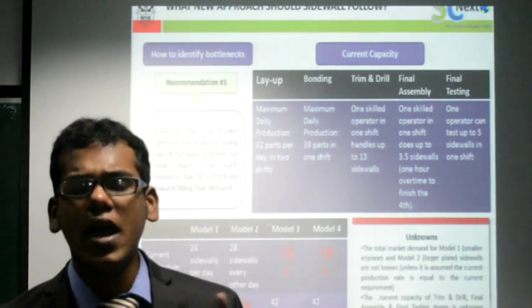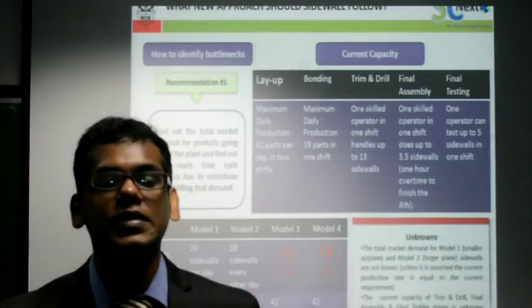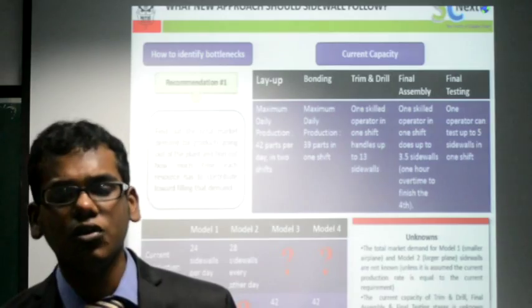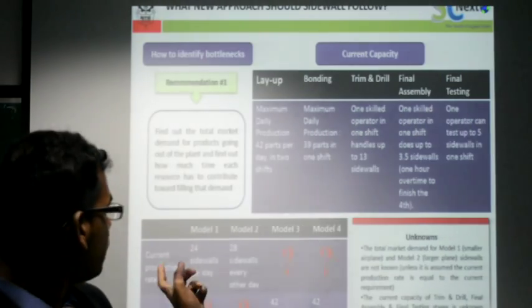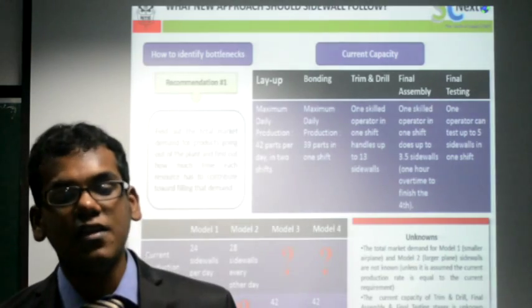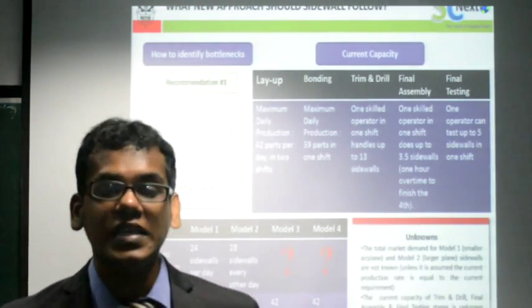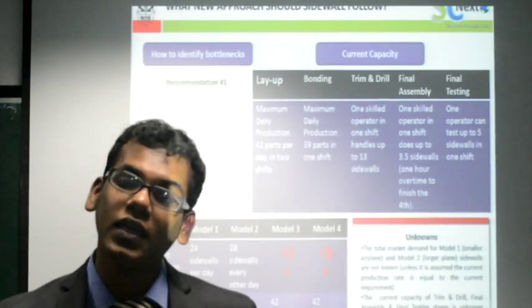Let's say we go ahead and make that assumption. Now, we have to look at the current capacity. Here again, we do not know how many operators are involved in each of the last 3 operations. So, again we have hit a dead end. So, what do we do now? Is there any other way to identify a bottleneck?